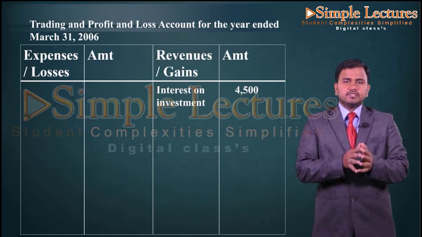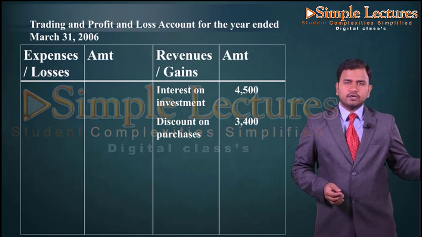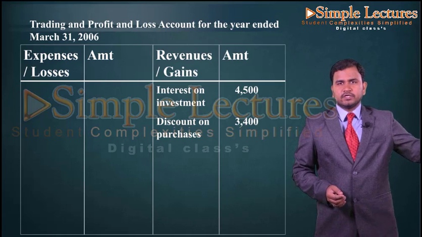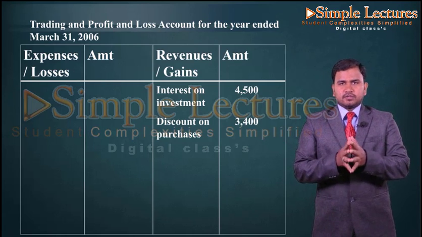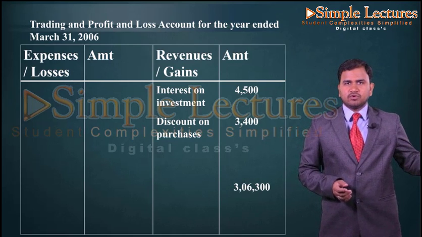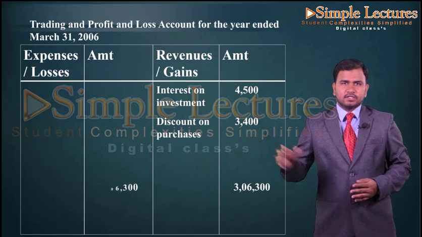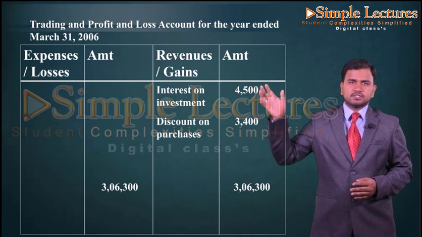Then we have discount on purchases, again it is a revenue which will be recorded in the credit side or in the revenue side. Discount on purchases 3,400. So when coming to the total of revenue side, we have 3,06,300, which is more than expenses. Same amount we are going to record in the expenses side, 3,06,300. Then we are going to deduct all the expenses which we have.